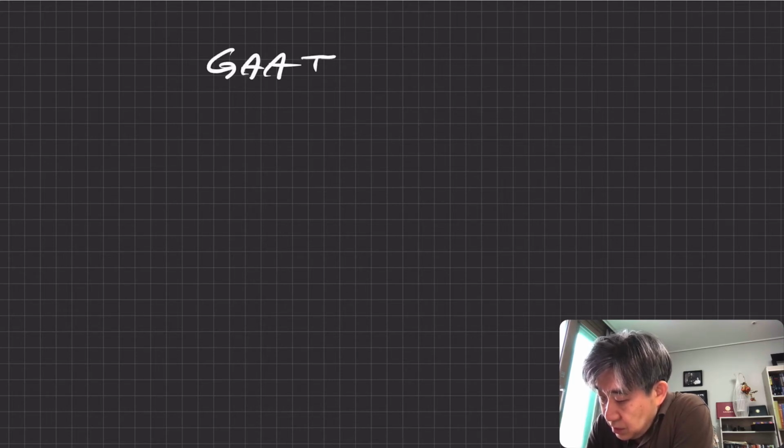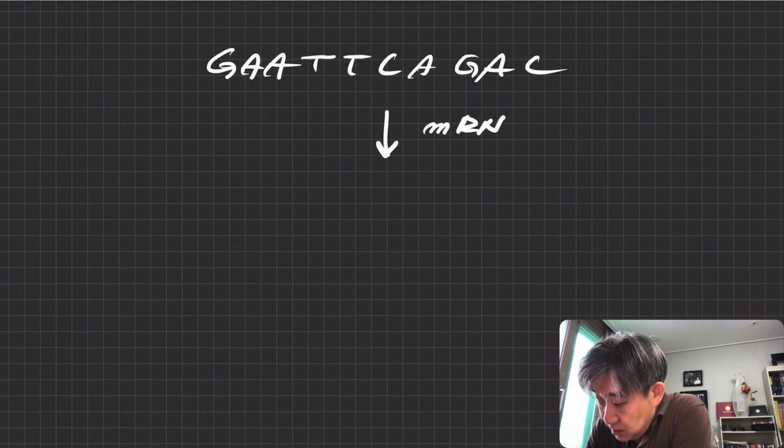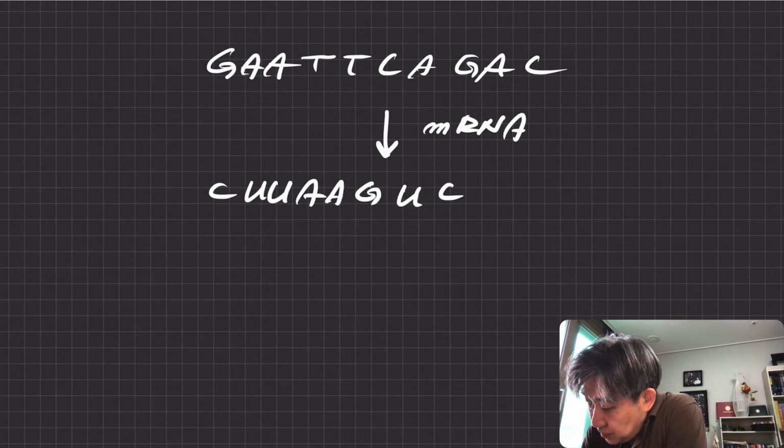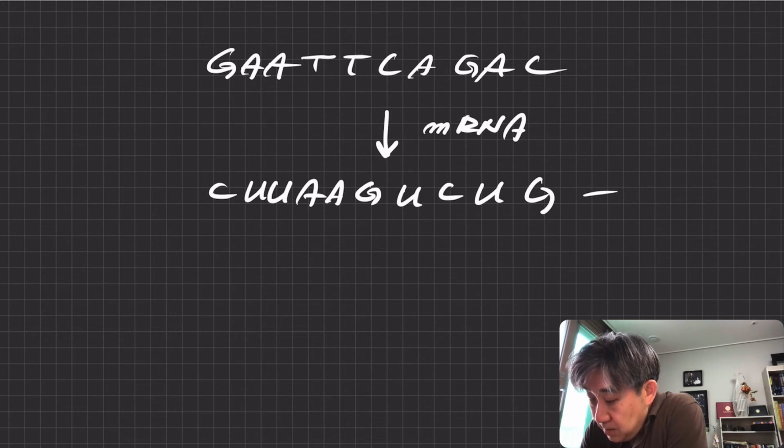If this was the DNA sequence, for example, G A A T C A G A C. Let's say this is our gene, and if this gene makes messenger RNA, it should be the complementary base pairs, so it should be C U U A G U C U G. That is messenger RNA. Okay. Fine.